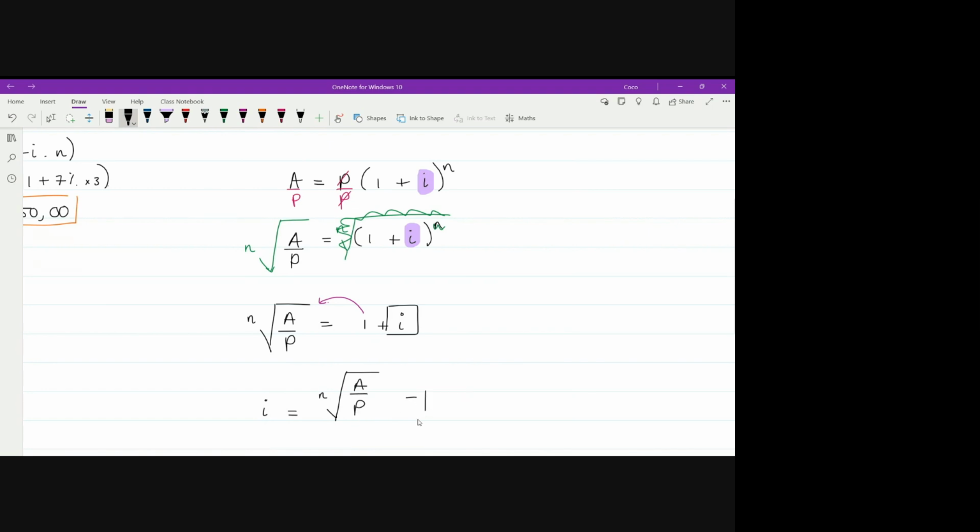Now, grade 10s, we need to be very careful. I want you guys to note that this root, this nth root, does not include the minus 1. And I say this because somebody's going to give me an answer and they're going to tell me, ma'am, my calculator gave me a negative answer, or my calculator gave me math error.